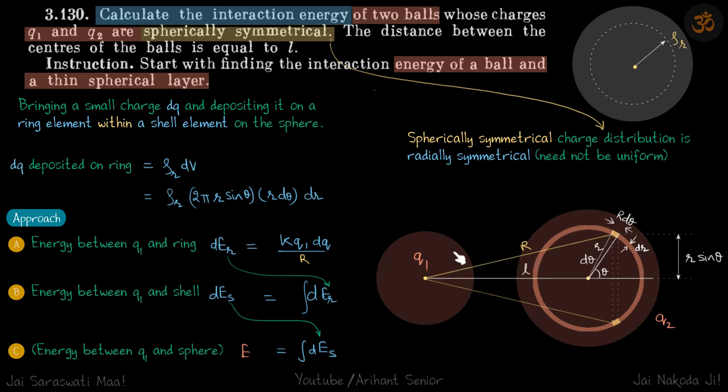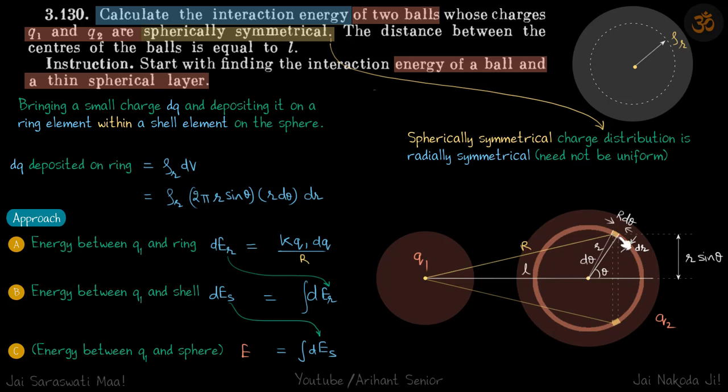So what we'll do is take one of the spheres with a charge q1 on it, and for the other sphere at a distance r we are going to take a shell, and within the shell we are going to take a ring. Again, we have a sphere, inside the sphere we take a shell, and within the shell we cut a ring.